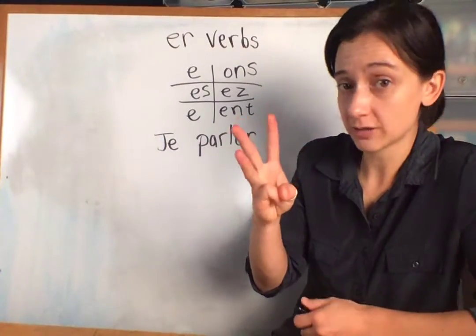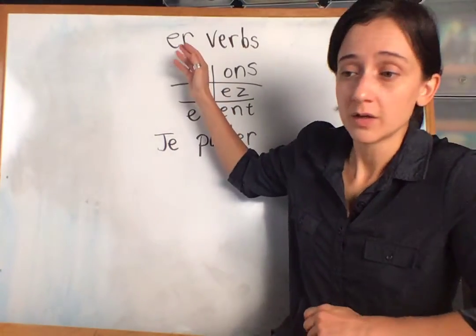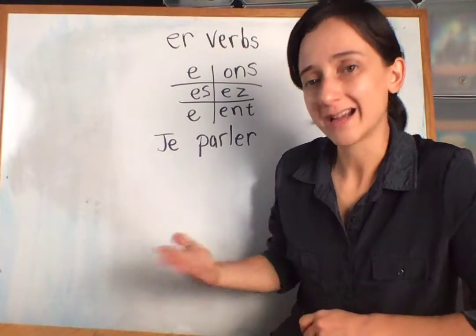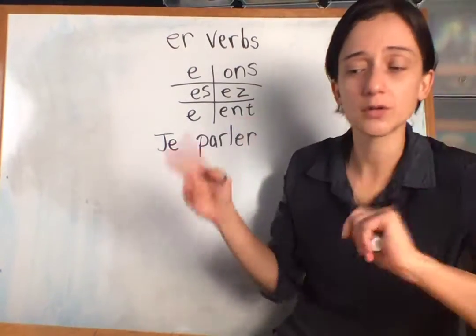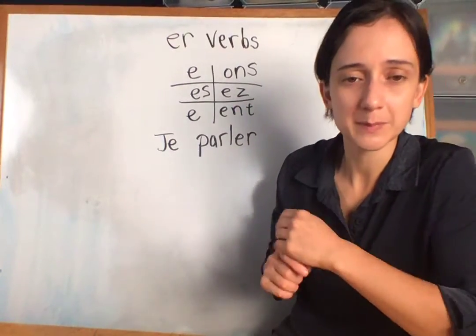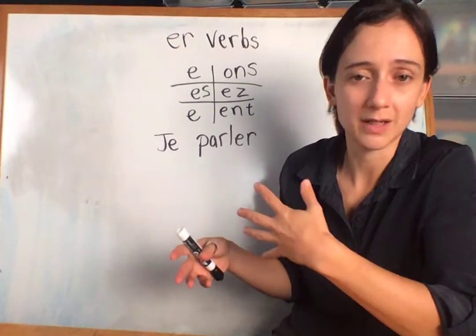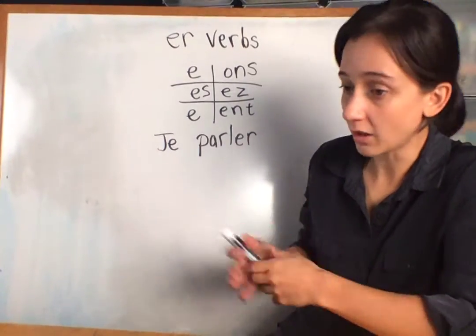There are three major types of verbs. We're going to start with the ER. There's also IR and RE. Again, if you've taken Spanish, this sounds familiar. These are called our first group of verbs or first conjugation because there's so many of them. That's why we start with the ER.